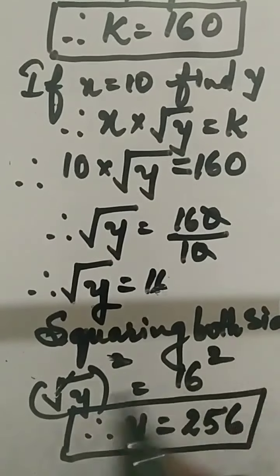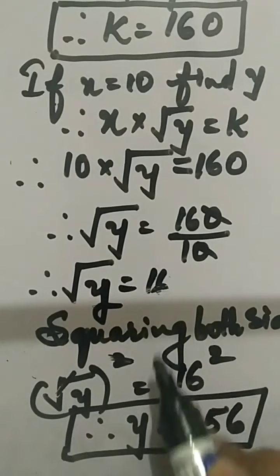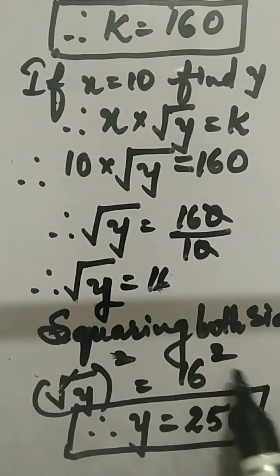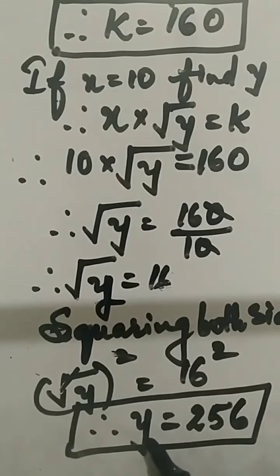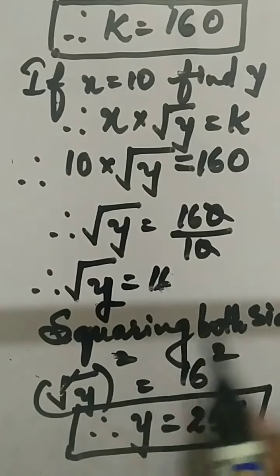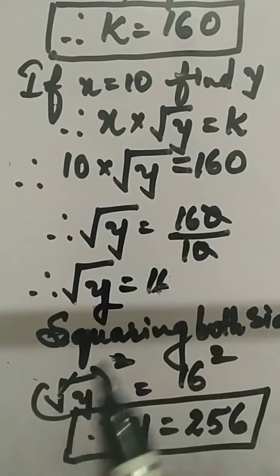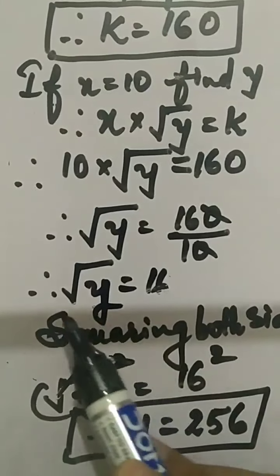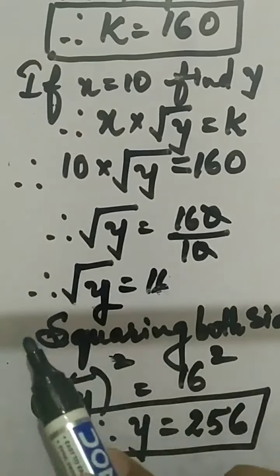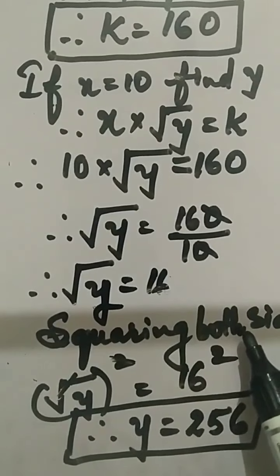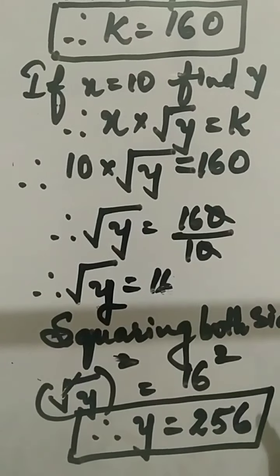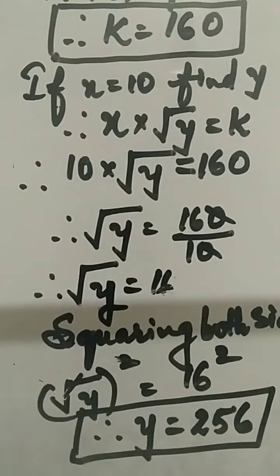Understood? Root y into root y will be square root of y into y. So out of that one y will come out, no? Instead of doing that, remember root 2 into root 2 is 2. Root y into root y is y. If you want to remove the square root sign, you will square both the sides. So you got y is equal to 256. Over that sum.